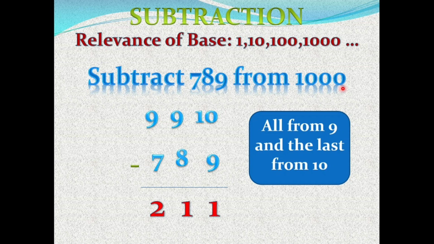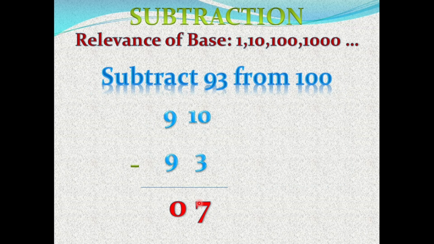Coming to this, it's very simple. As I have to subtract 789, I have taken 9, 9 and 10. Now directly subtract: 9 minus 7 is 2, 9 minus 8 is 1, and 10 minus 9 is 1. Check these, guys, there is a simple rule for it: all from 9 and the last one from 10. What is the meaning of it? All the digits we subtract from 9, and the last one should be subtracted from 10. Thereby I got this result.